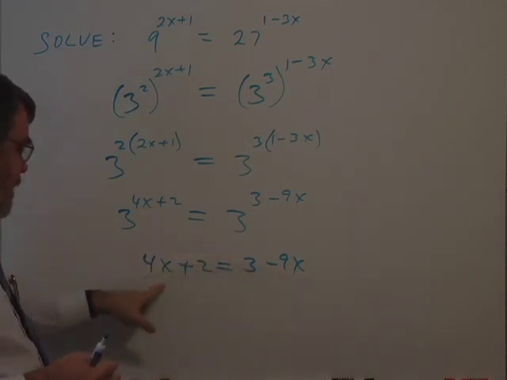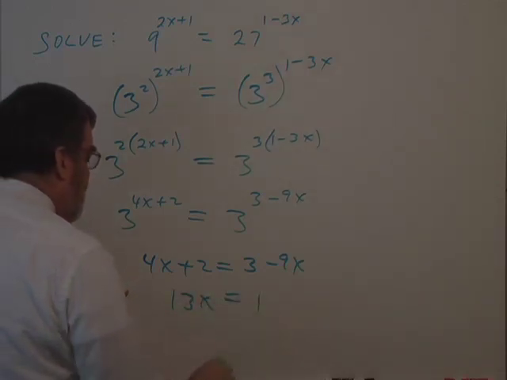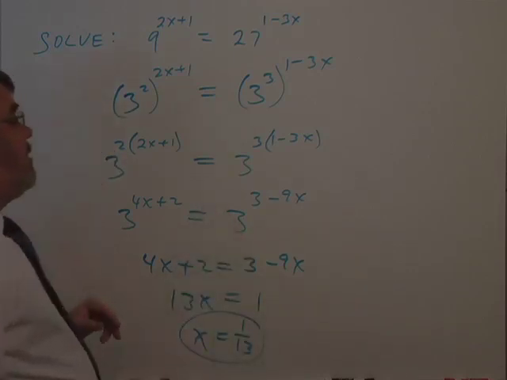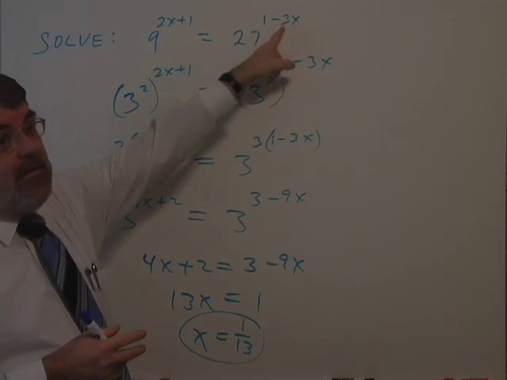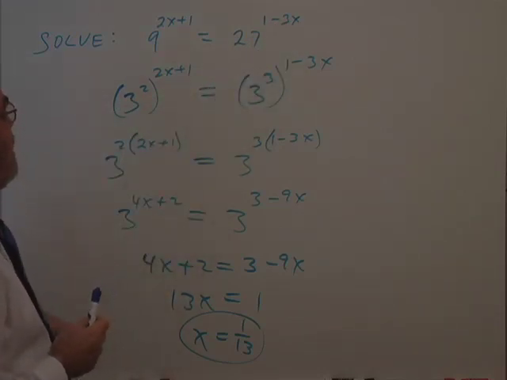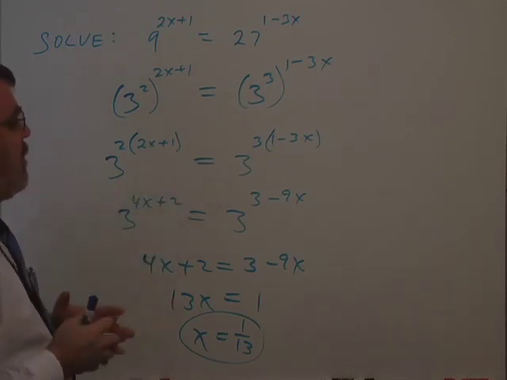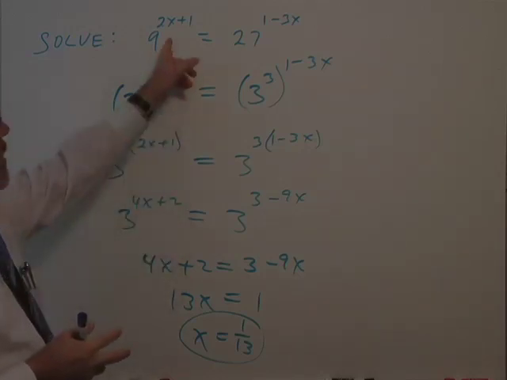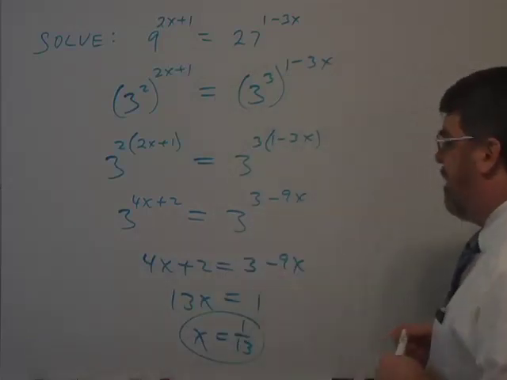If I add 9x to both sides and subtract 2, we'll get 13x equals 1. So it looks like x equals 1/13. All right, it's not hard to check that. You could check it manually by putting 1/13 up into here, and I suspect you'll have to bring it down to powers of 3. It'll work. You can also just use your calculator and see if the left side is about equal to the right side. So yes, it's possible to check these.